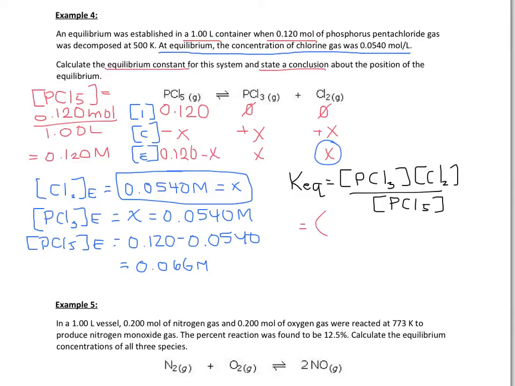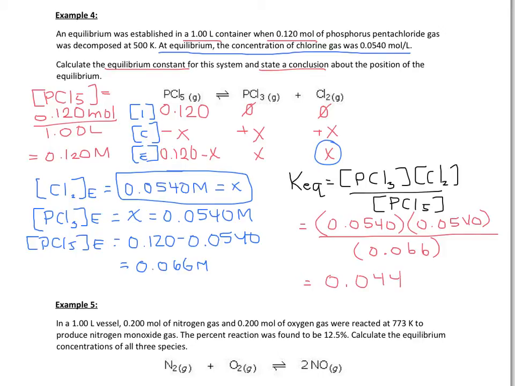The equilibrium concentration of PCl3 is 0.0540, and that's the same for chlorine. You can write this as 0.0540 times 0.0540, or if you want, you can write it as 0.0540 squared. I'm omitting my units here on the concentration since we don't include units for the equilibrium expression. And that gives us an answer of 0.044. That's the equilibrium constant value.